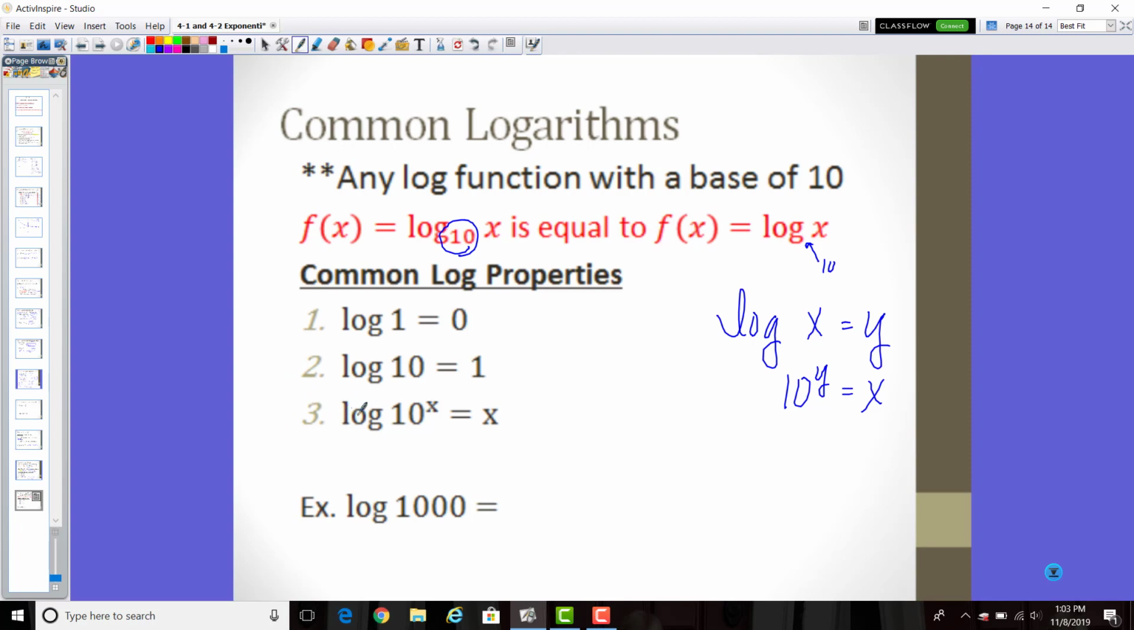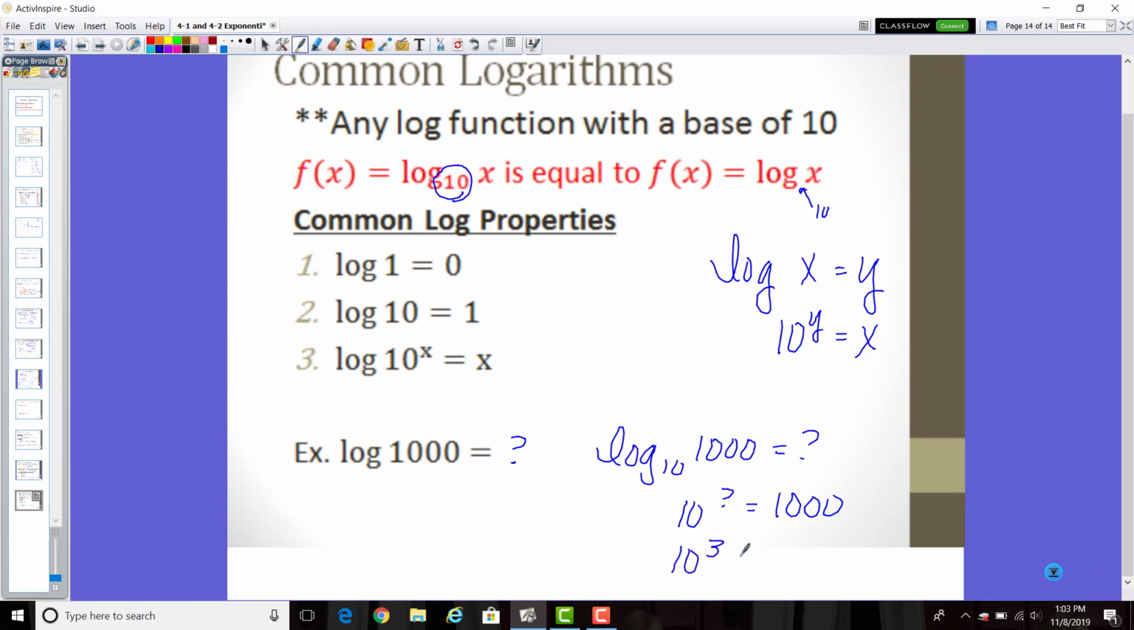The last property is that the common log of 10 to any power of x will equal x. So an example of this, we can do this multiple ways. We're looking for what is the value of this log. Well, we know that this means common log base 10 of 1,000 equals what? We could say 10 to what power equals 1,000, and we know that that is going to be 3. So this would have a value of 3. The other way we could look at this is we could use this property right here. We could convert 1,000 to 10 cubed, and we could use this property. Common log of 10 cubed by property equals 3.